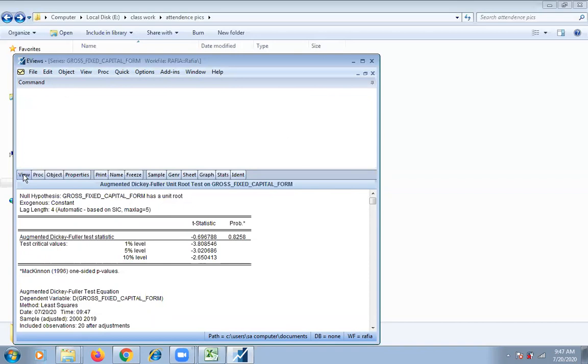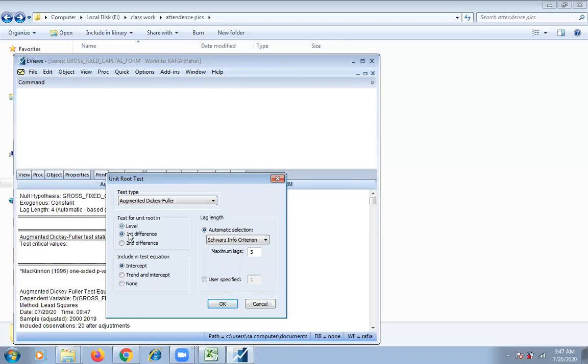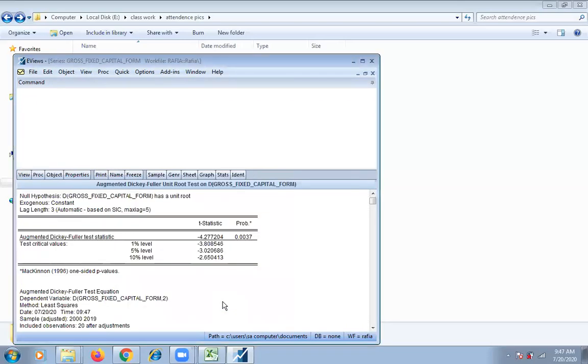Now again go to the unit root test at first difference. At first difference it is stationary, because the statistics value is greater than the tabulated value. You can see here, ignore the sign, at all levels of significance. Secondly, the probability value is less than 0.01, 0.05, and 0.1. So we reject H naught, this variable has not a unit root problem. Okay. I'm going to close this one.